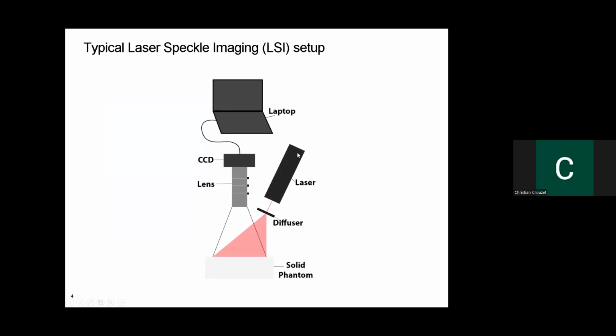So starting with the technology of LSI, it's pretty simple. You need a coherent light source, typically a laser, and some sort of expansion optics to expand the beam onto your sample. In this case, we're just representing it with a phantom, but it could really be any biological tissue. That light then interacts with the sample that you're illuminating. The backscattered light is then collected with the camera that's controlled with the laptop. So not a lot of optical elements here, and it's pretty straightforward.